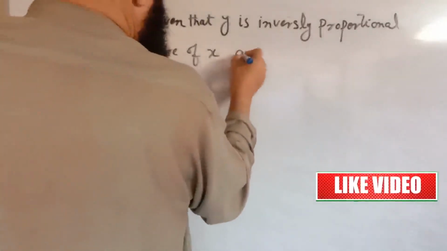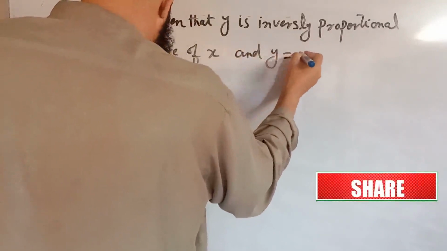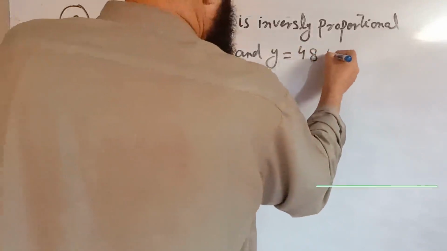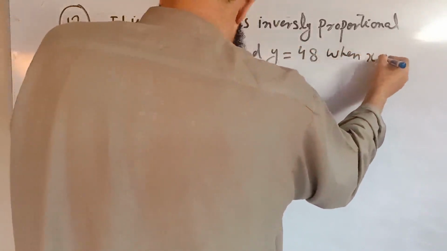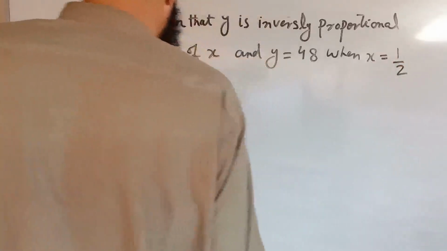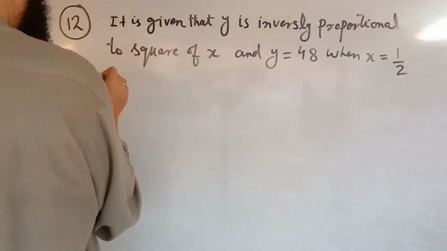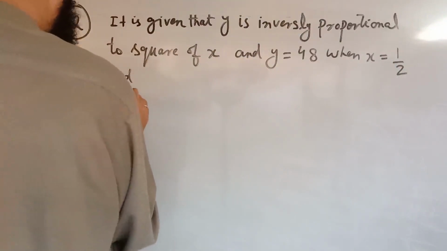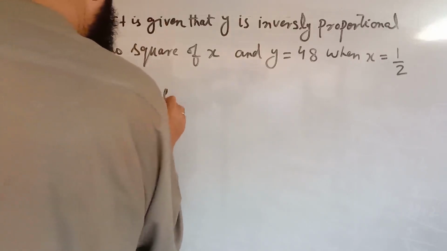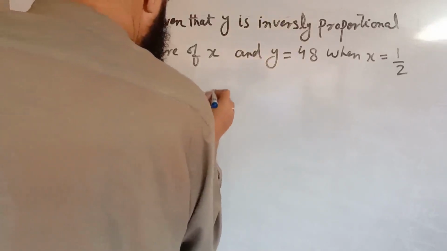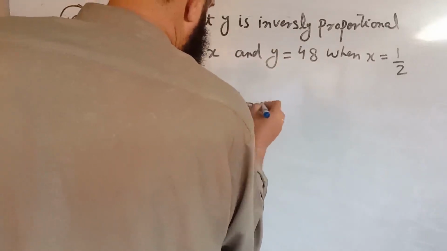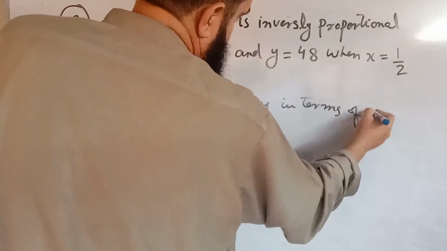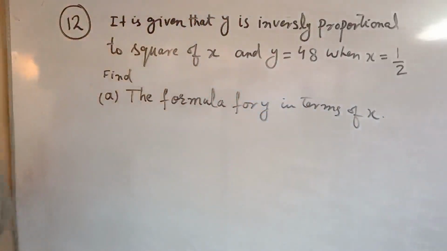And y is equal to 48 when x is equal to 1/2. A part है, find the formula for y in terms of x. This is first part and it carries 2 marks.